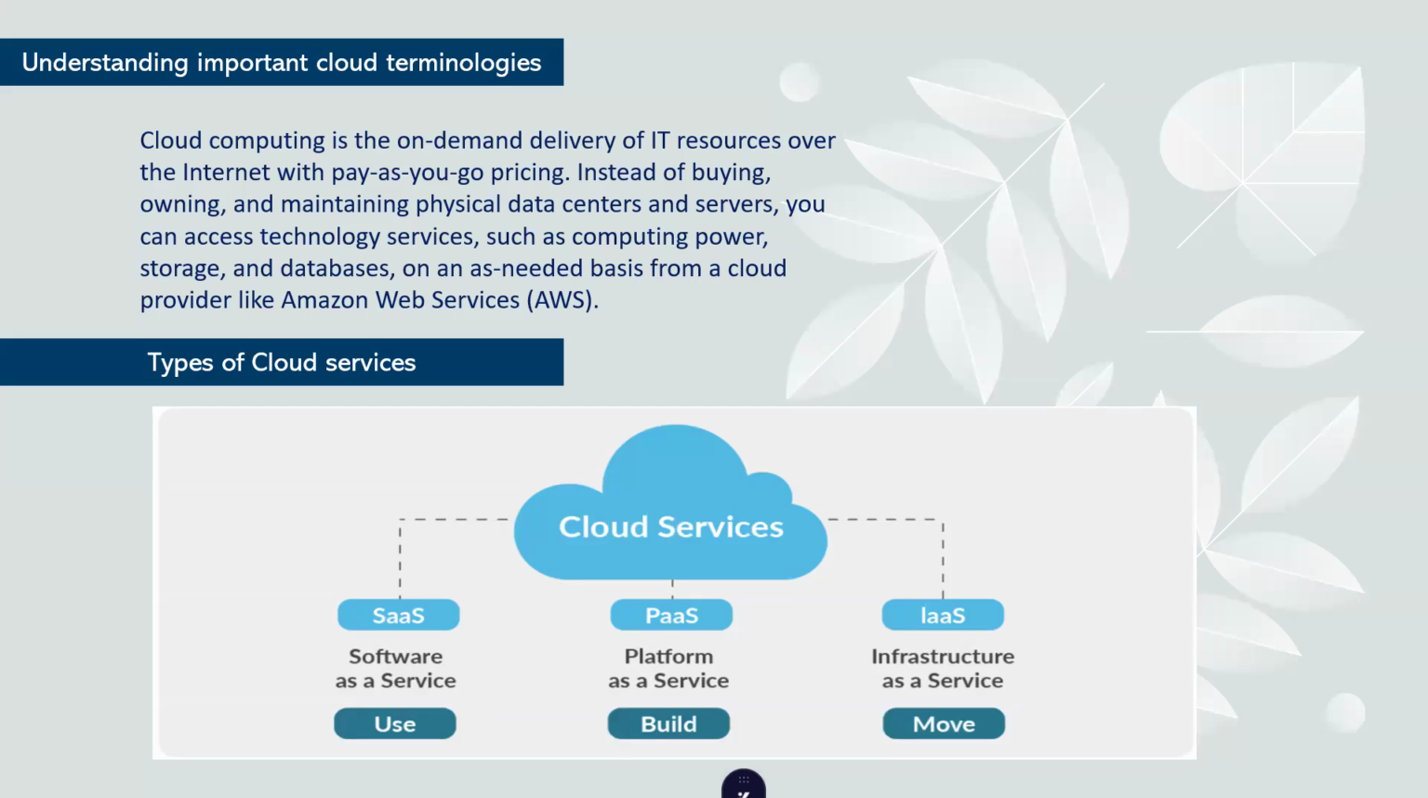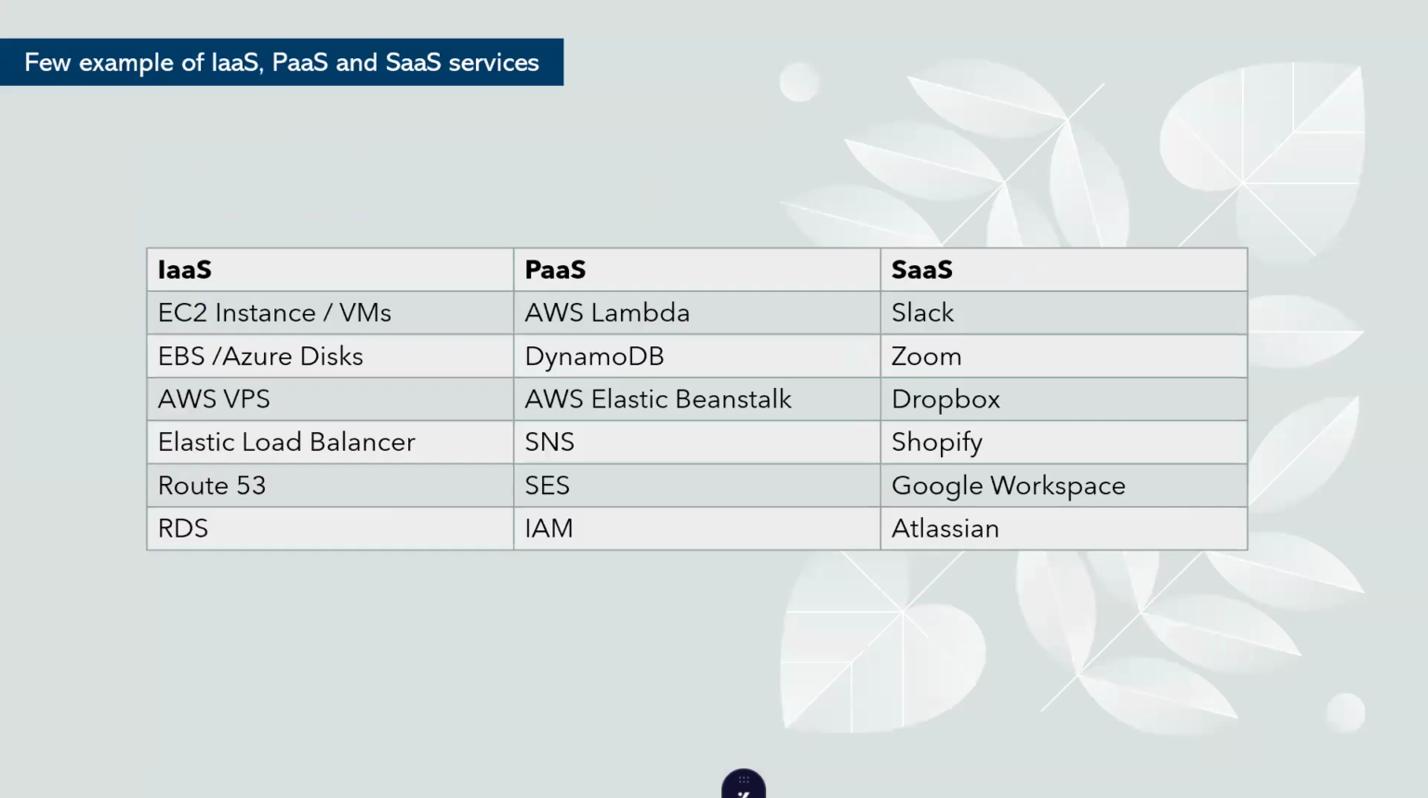In the previous video we were on this slide, and we discussed these three kinds of cloud services. All the cloud services come into these three categories: SaaS, PaaS, and IaaS. Moving next, these are a few services, and they have been categorized.